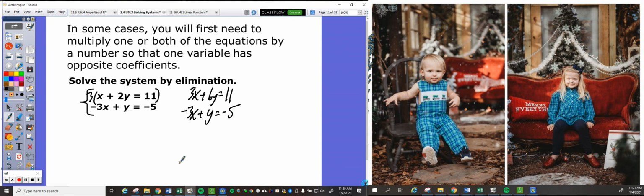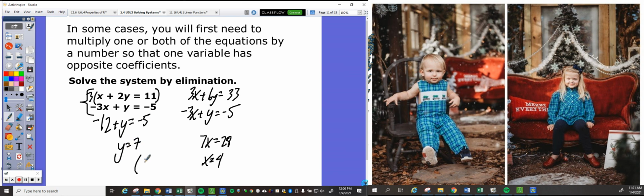You don't have to multiply. I do. I didn't do that. Sorry. Thank you. So we have 7x equals 28. X equals 4. We'll plug this back in for one of the originals. So we have negative 12 plus y equals negative 5. So y equals 7. Okay. Pretty clear?